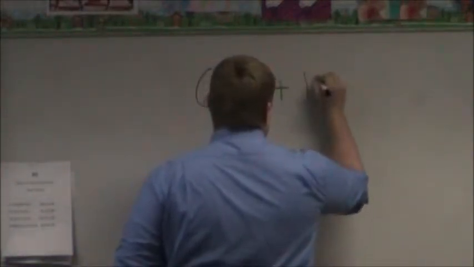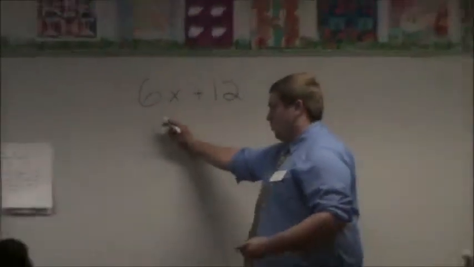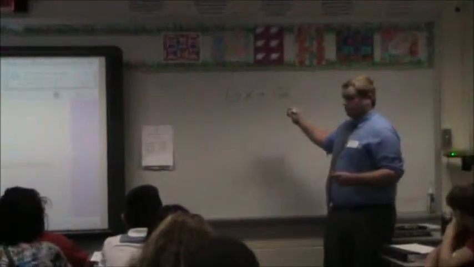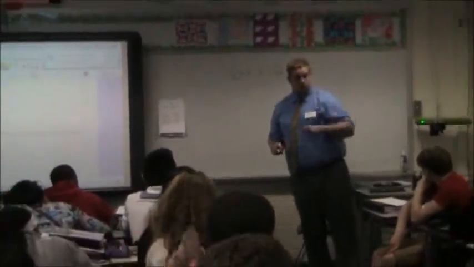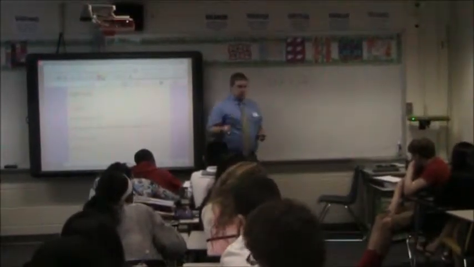Okay, so let's try the problem here. These are the type of problems you're going to have to factor. Now we're going to start getting into the factoring part using the GCF. Somebody tell me the GCF between these two numbers. 6. Very good. So GCF is 6.